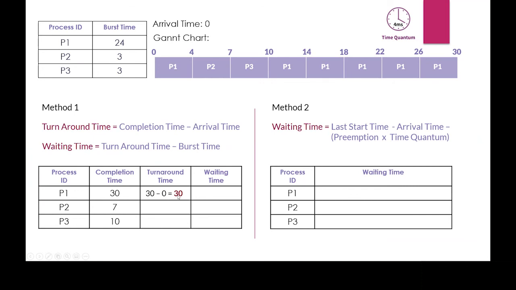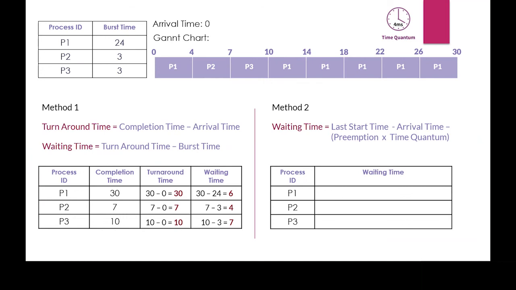Same with P2 and P3. So for P2, the completion time is 7 because it completed in here. And in P3, the completion time is 10 because the process was completed at 10 milliseconds. So since we have the turnaround time here, we just need to subtract the burst time from it. So for P1, 30 minus 24, since our burst time for P1 is 24, that would be 6. And then P2, the answer is 4, and P3, 7.